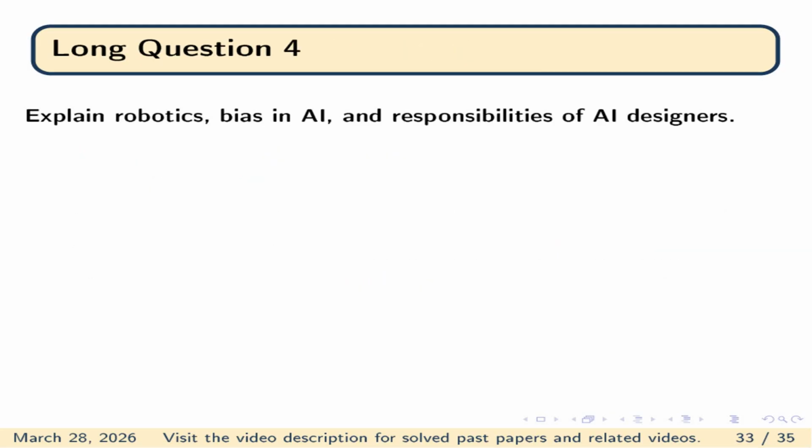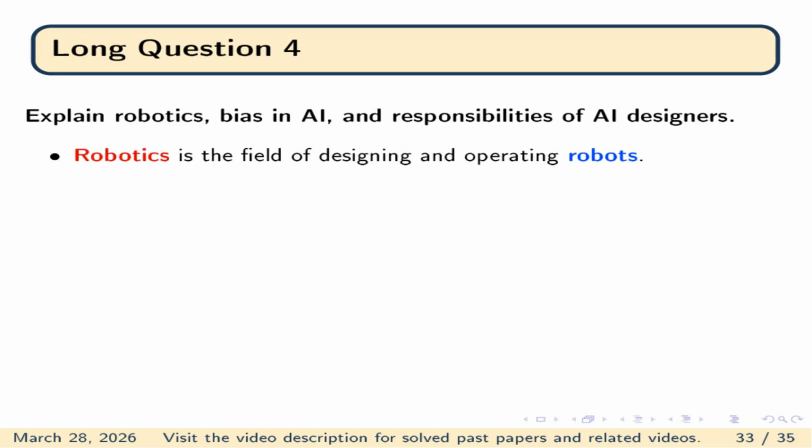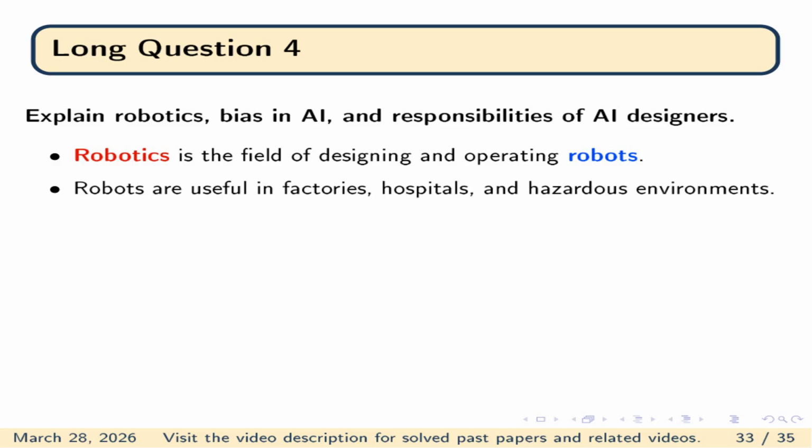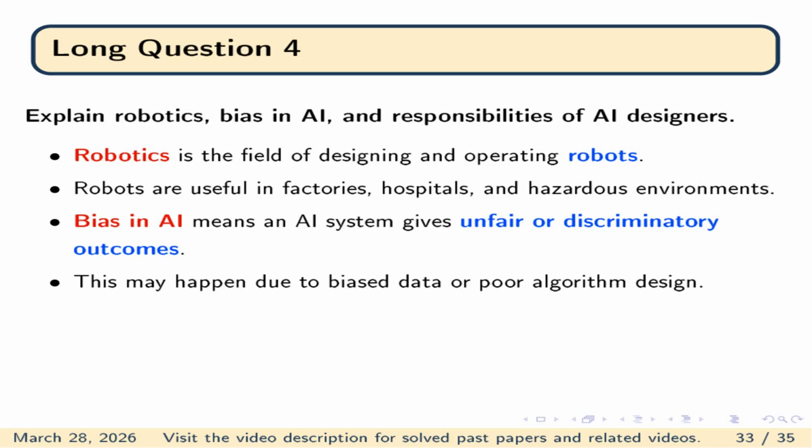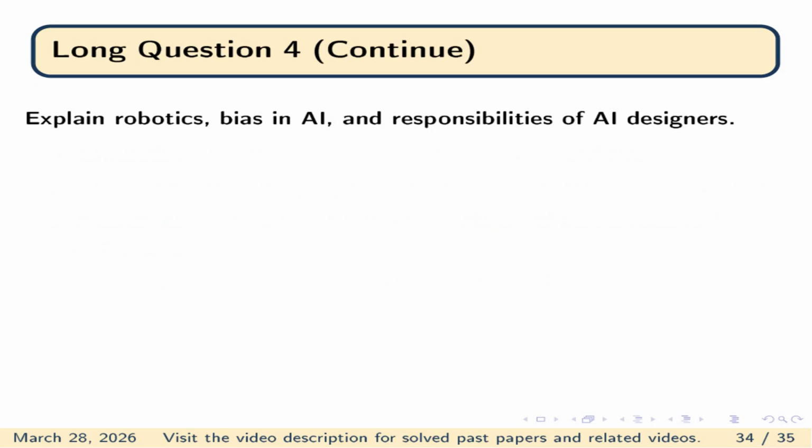Question number 4. Explain robotics, bias in AI, and responsibilities of AI designers. Robotics is the field of designing and operating robots. Robots are useful in factories, hospitals, and hazardous environments. Bias in AI means an AI system gives unfair or discriminatory outcomes. This may happen due to biased data or poor algorithm design.